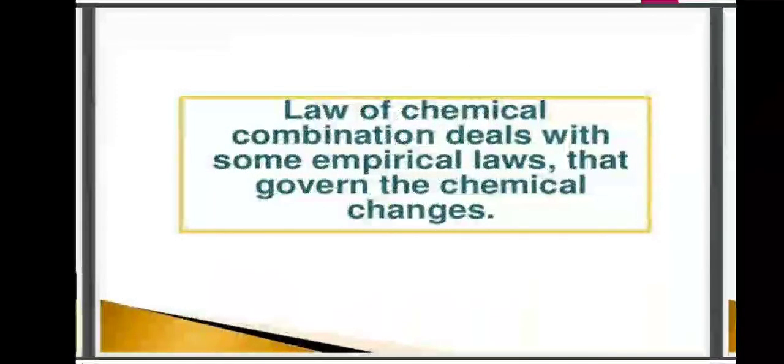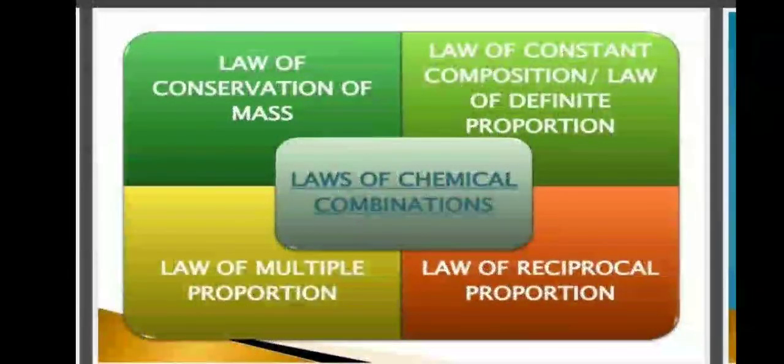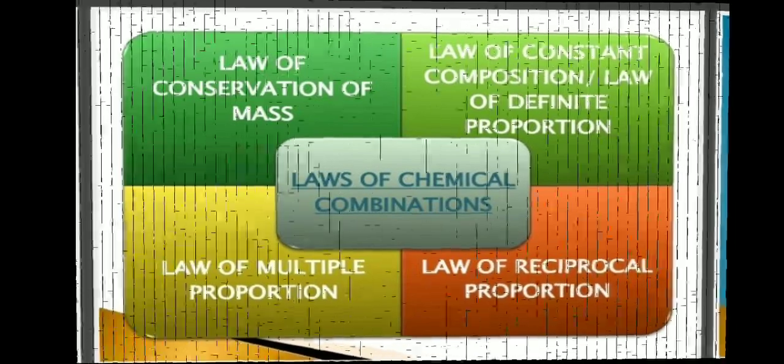Next one, law of chemical combination deals with some empirical laws that govern chemical change. There are 4 types of laws of chemical combination. First one, law of conservation of mass; law of constant composition, or law of definite proportion; law of multiple proportion; and law of reciprocal proportion.